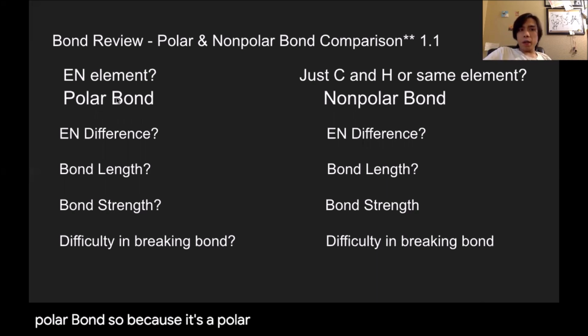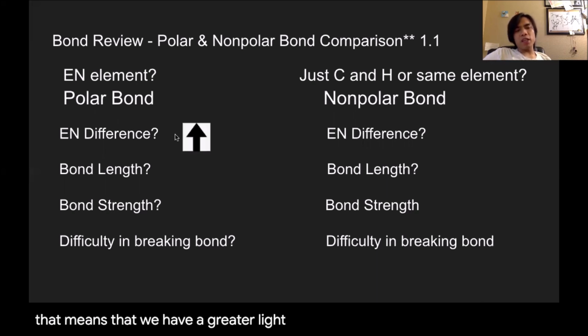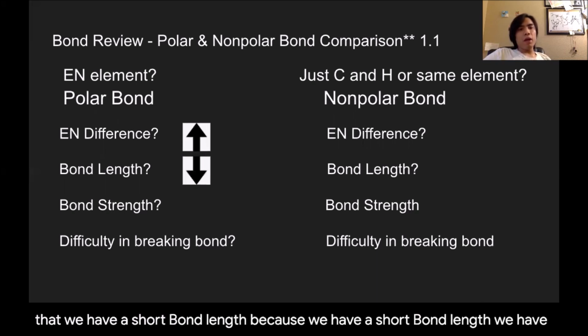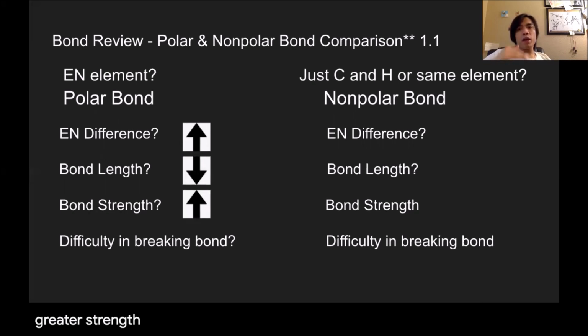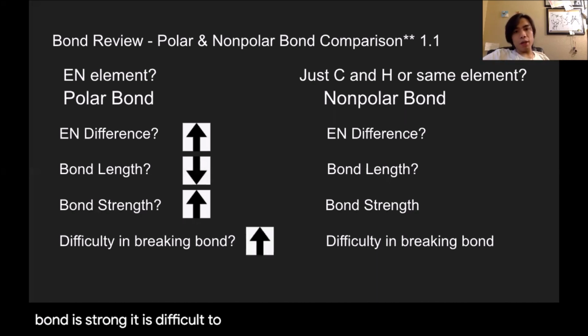Because it's a polar bond, what is our electronegativity difference? That means that we have a greater electronegativity difference. And because of that, we have a short bond length. Because we have a short bond length, we have greater strength in our bond. And because the bond is strong, it is difficult to break. Now, try and do the same thing for our nonpolar bond.